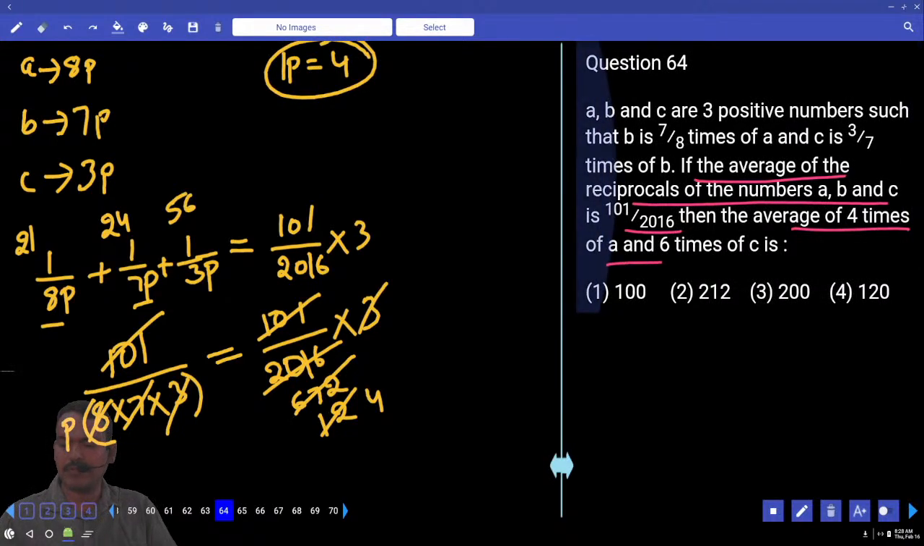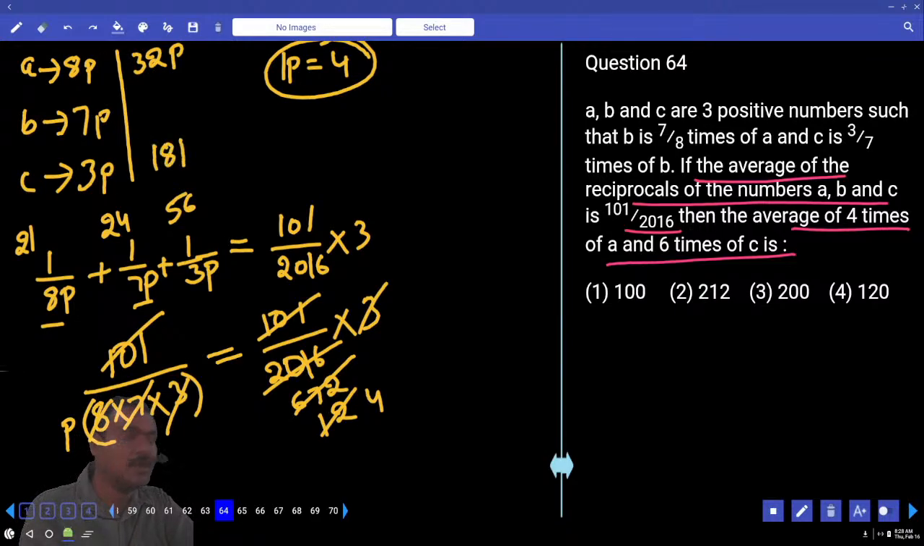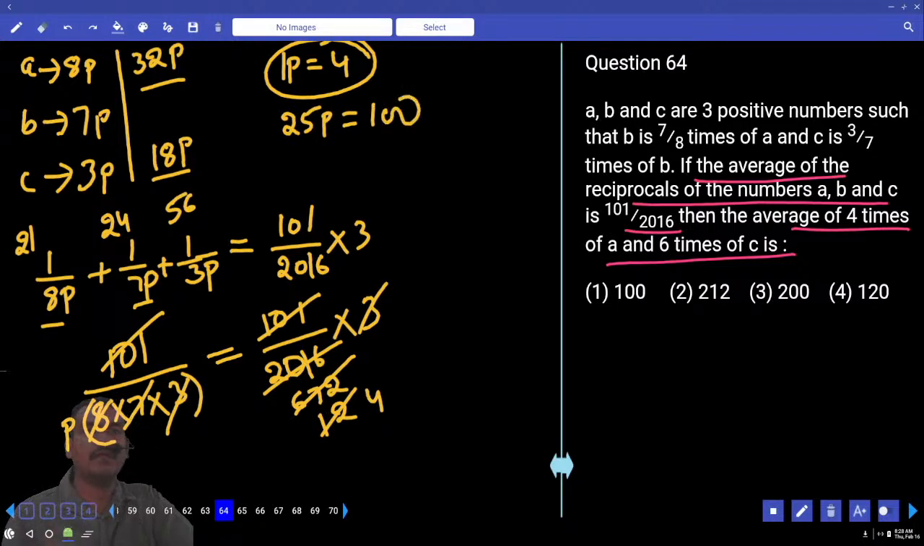Average of 4 times of A and 6 times of C. 4 times of A means how many parts do we need? 32 parts, or not? 6 times of C means 18 parts we require, or not? What is the sum of the parts? 50 parts, or not? Average means 25 parts. What is the value of 25 parts? 100, or not?